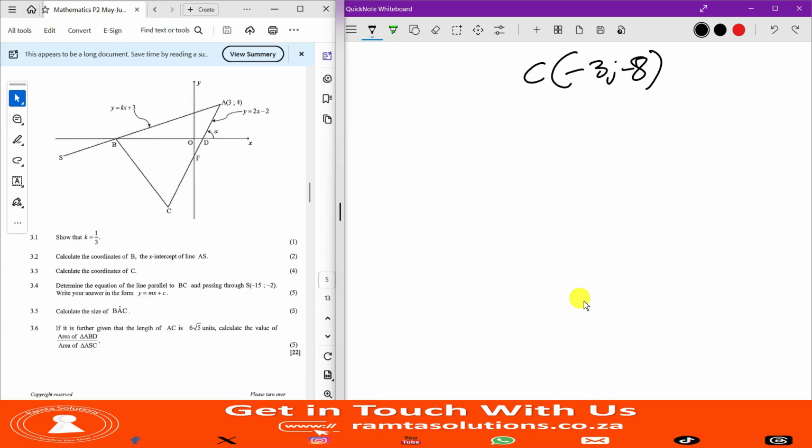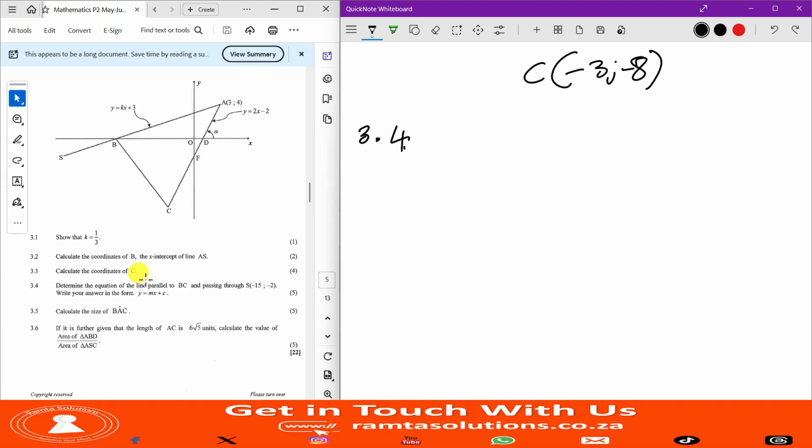Remember, guys, we should be done with this question in 28 minutes. We are now on the 9th minute, approaching the 10th. Let's see now, 3.4: determine the equation of the line parallel to BC and passing through S with coordinates negative 15 and negative 2. Write your answer in the form y equals mx plus c.